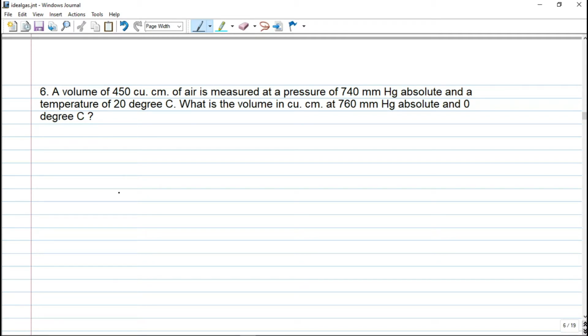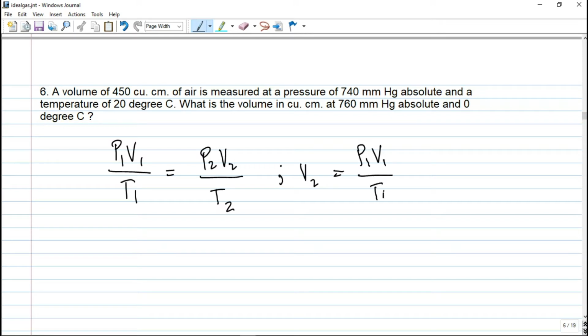So the relationship, this is a process, so P1 V1 over T1 is equal to P2 V2 over T2. Manipulating this equation, V2 in terms of the other properties, we have P1 V1 over T1 times T2 all over P2. So we just get that relationship in terms of V2.